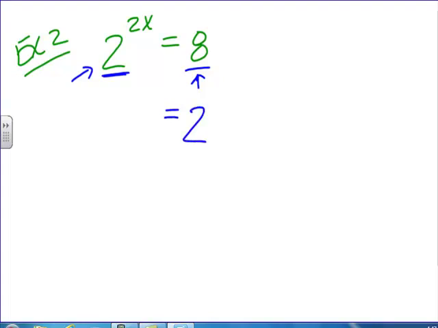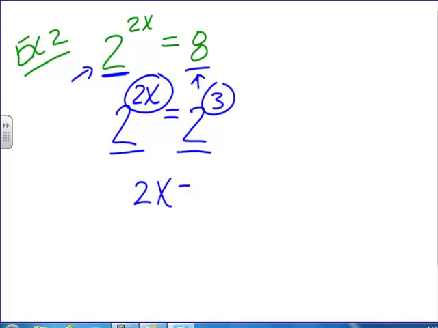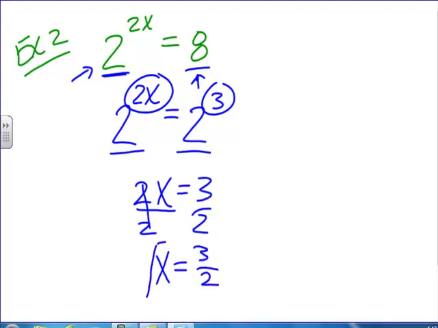And so I'm going to do that. I'm going to say to myself, well, what exponent could I put above a 2 that produces an 8? And 2 to the third power gets the job done because 2 times 2 is 4 times 2 is 8. And so now I can just bring this down, 2 to the 3 equals 2 to the 2x, and now I have my same bases, and all I have to do is set my exponents equal. So 2x is equal to 3, divide both sides by 2, and in this case x is equal to 3/2.